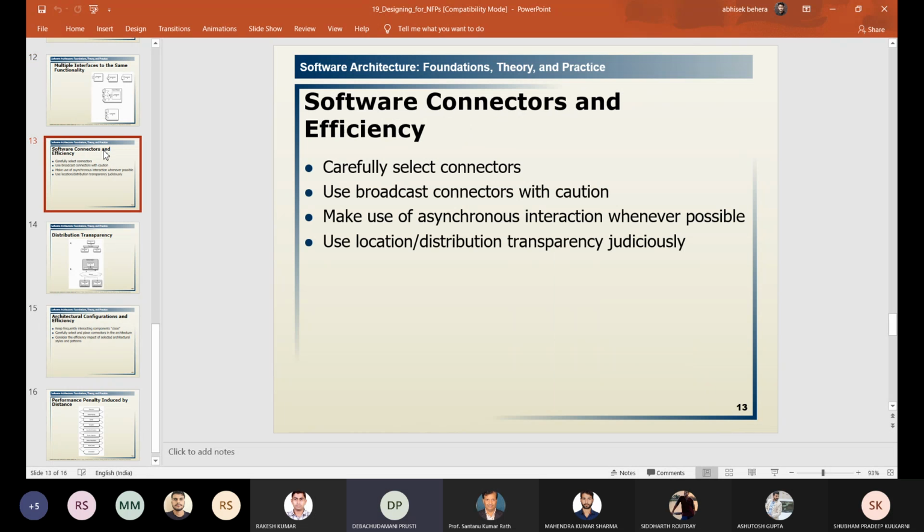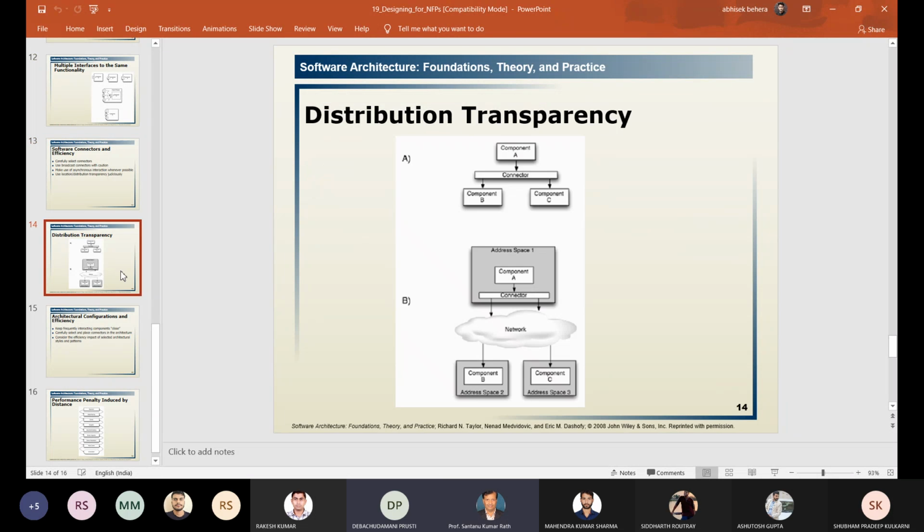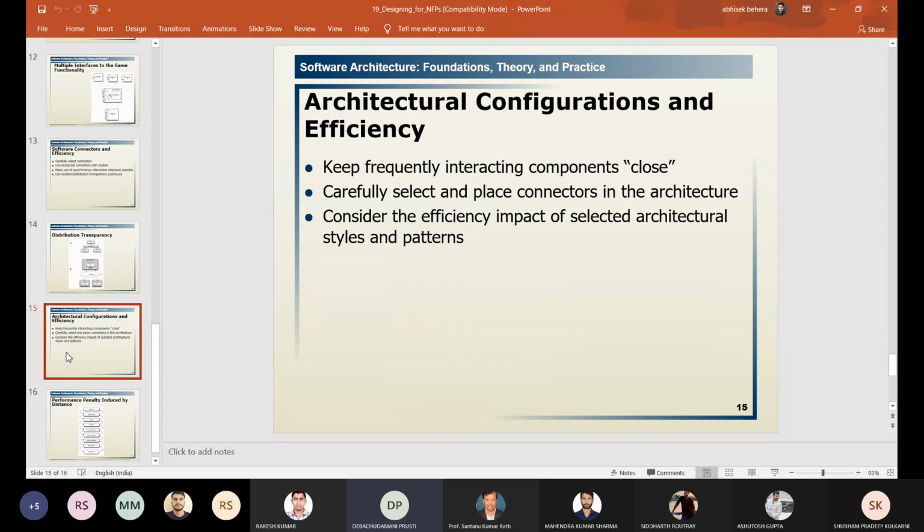Then software connectors and efficiency. We have to carefully select the connectors. Use broadcast connectors with caution. Make use of asynchronous interaction whenever possible. Use location and distribution transparency judiciously. Transparency means you should have the proper distribution of transparency across the architecture: how the components are connected, and their internal transparency within every component. Component A, how it is connected with the others through the networks, component B and component C.